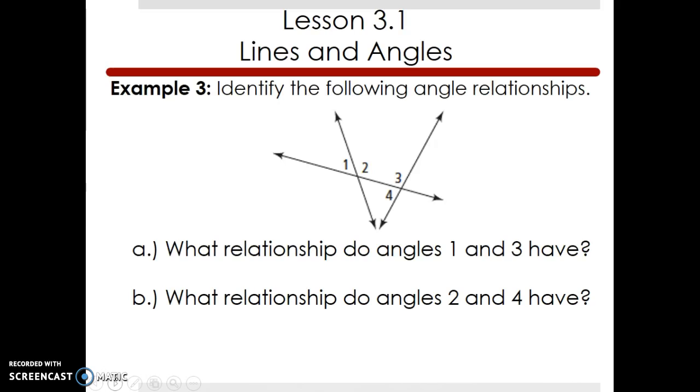Example 3, let's identify the relationships. So these are your lines, and this line over here, the darker one that I'm shading, is your transversal. So angle 1 and angle 3. So one is in the outside, one is in the inside. So it cannot be alternate or interior or exterior, because one's in the interior, one's in the exterior. They sort of have the same position, so that relationship is corresponding angles.